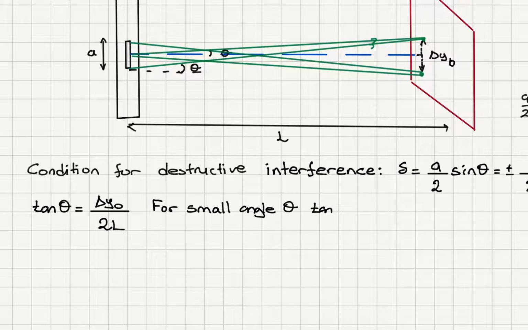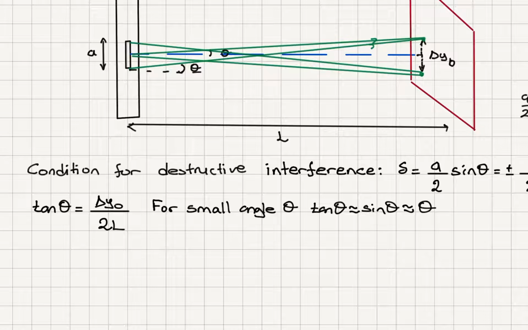For small angle theta, tangent theta is approximately equal to sine theta, which is approximately equal to theta. We always define this angle theta with respect to the central axis, so that's why I'm considering this ray. The approximation that these two rays are parallel is based on the fact that the distance to the screen is much greater than the slit width.